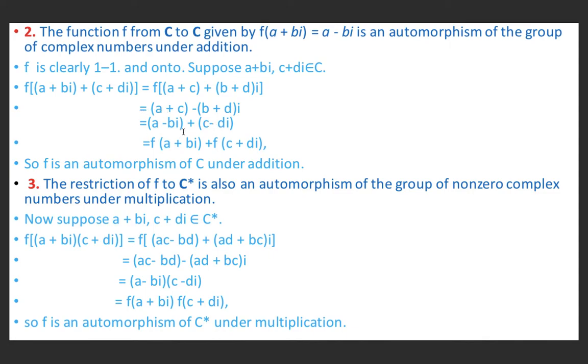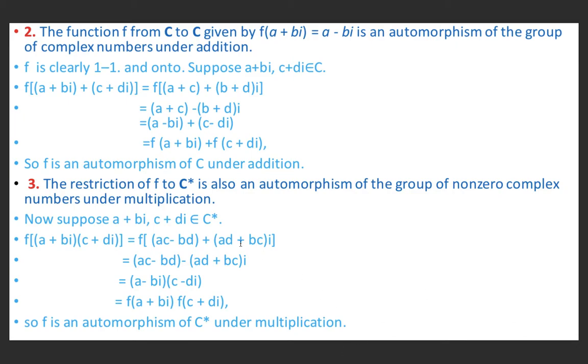And a minus b iota is nothing but f of a plus b iota by definition of f, and c minus d iota is f of c plus d iota, because here f is defined like this. F of a plus b iota is a minus b iota. So f is an automorphism of C under addition, because f preserves group operation. We have already shown it is 1-1 and onto, and it also preserves group operation. So f is an automorphism of C under addition, and it is a mapping from C to C.